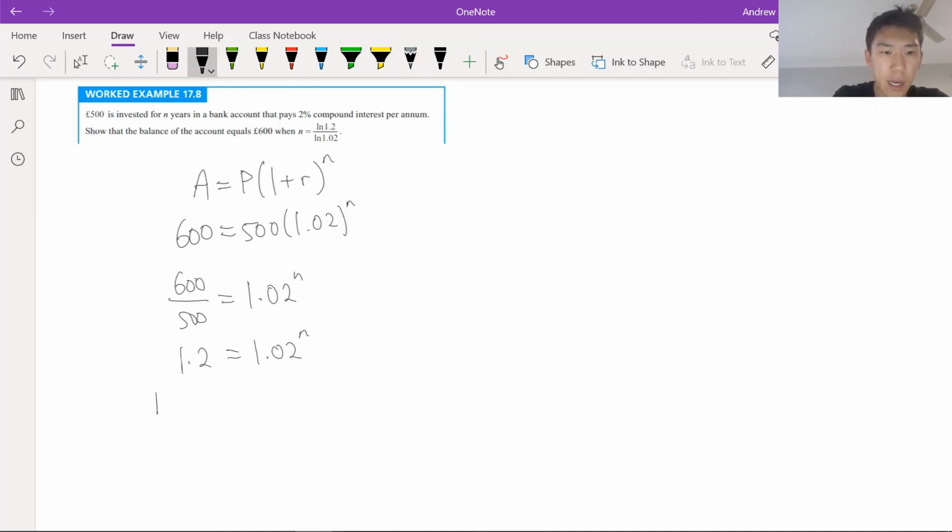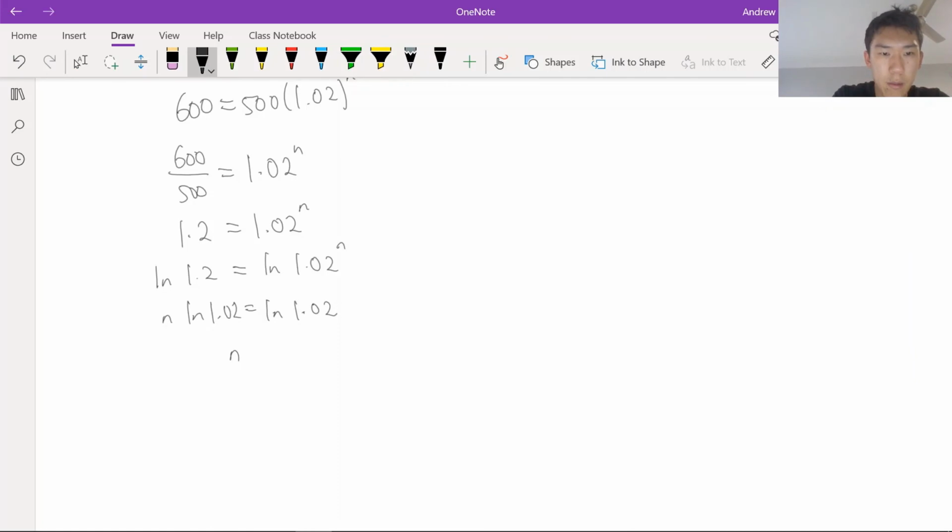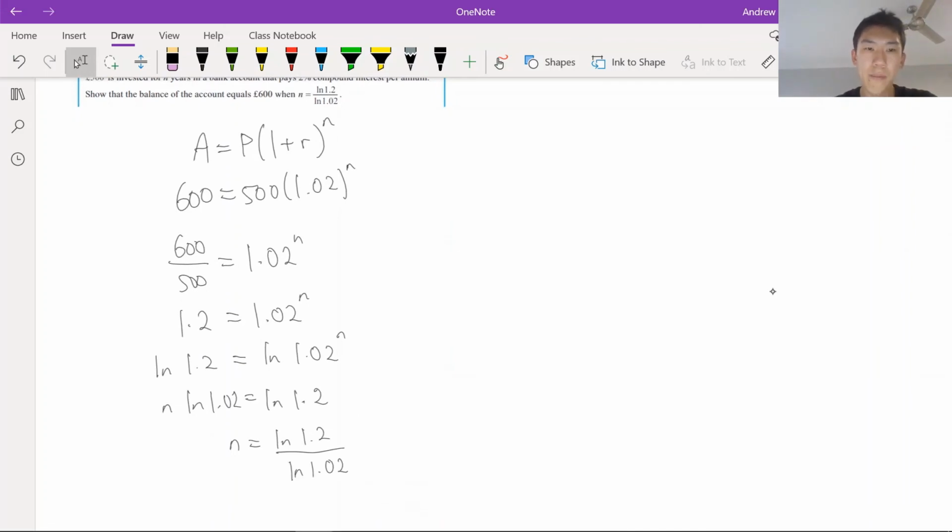And then if we ln both sides, we get ln 1.2 equals ln 1.02 to the n. So using our log laws, I'm going to switch these two sides around. All right, so n ln 1.02 equals ln 1.2. And then solve for n. N equals ln 1.2 divided by ln 1.02. Is that what we want? Yep, and we're done.